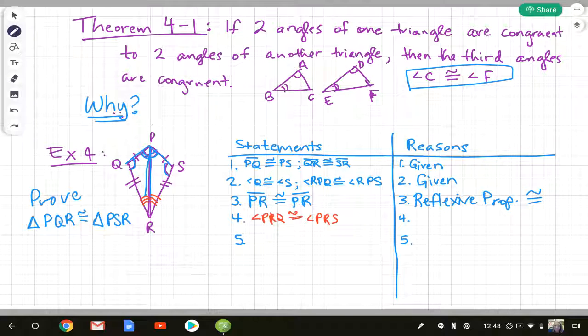Okay, don't forget the theorem that we just saw. If two angles of one triangle are congruent to two angles of the other triangle, then the third angles are also congruent. So we were already given two pairs of angles that were congruent in the different triangles. That means we can use theorem 4.1 as our reason for saying the third pair of angles are congruent.